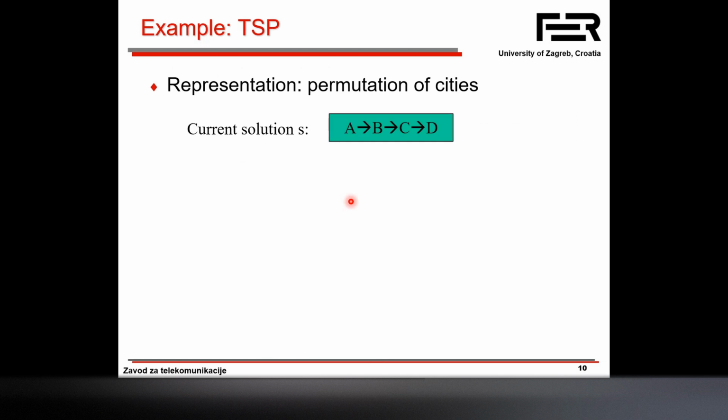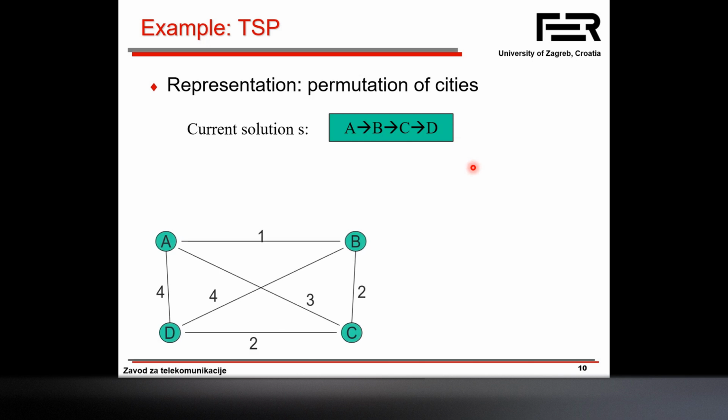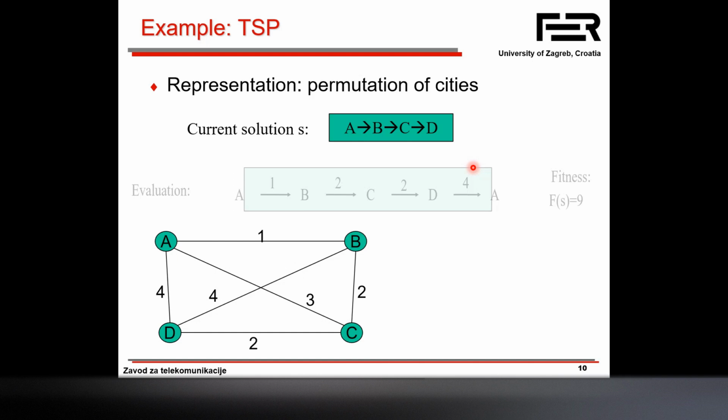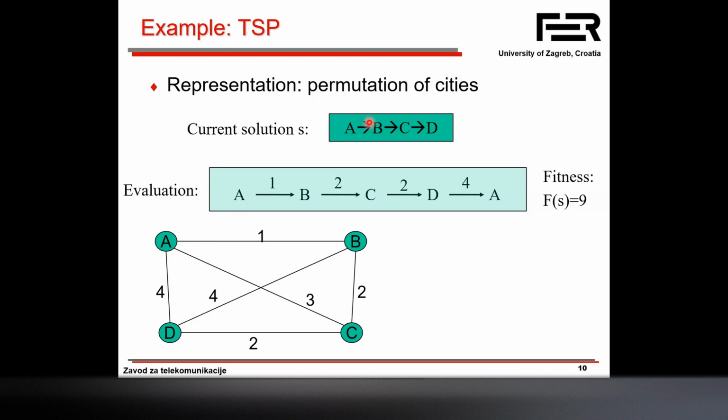Okay. Let's look at the traveling salesman problem. So we have a permutation of cities. Let's say our current solution is A, B, C, D. In the end, we always return back to the initial city. This is an example. If we evaluate this solution, A, B, C, D, and then going back to A, the fitness is going to be 9.